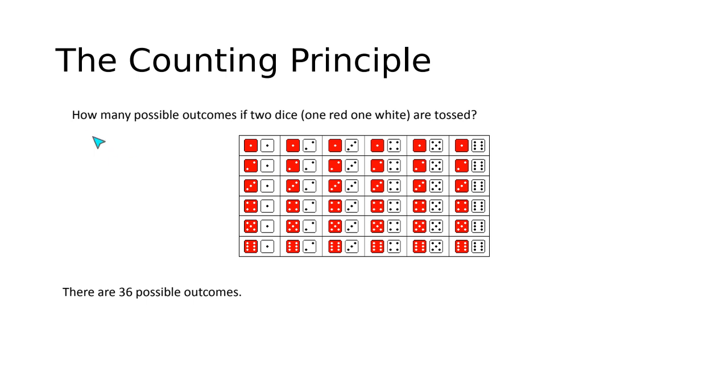So let's look at a different problem. How many possible outcomes are there if 2 dice, let's say one is red, one is white, are tossed? Well, the red die could be a 1 and the white die could be a 1. The red one could be a 1 and the white one could be a 2. And if we list all the possible outcomes, we end up with 36. Okay, so we have 6 times 6 would be 36.